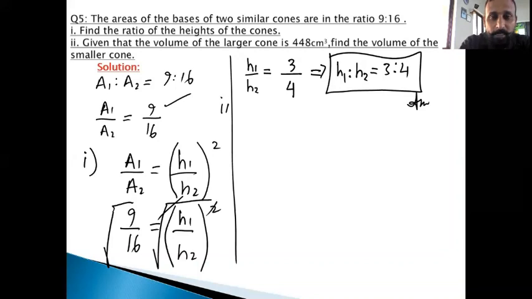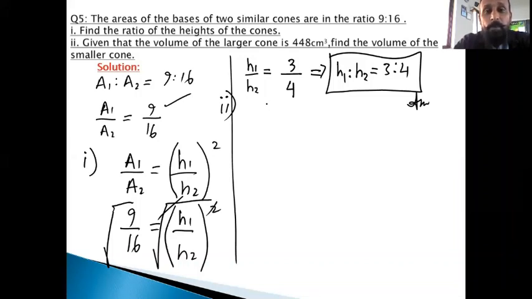Now, what are they asking us in part 2? In part 2, they're asking us, given that the volume of the larger cone is 448 cm cube, find the volume of the smaller cone. Now, you need to look at the two heights, H1 and H2. H1 is a smaller number, 3, H2 is a bigger number, 4. So, they are giving us the volume of the larger cone is 448.